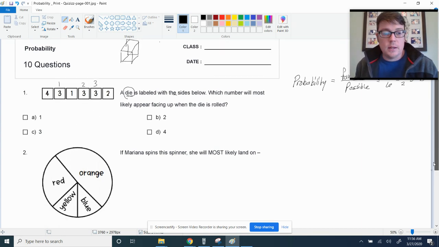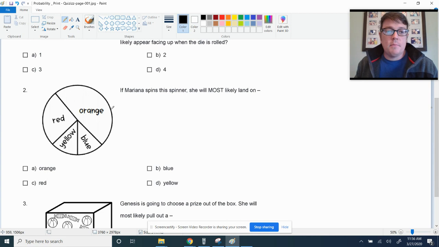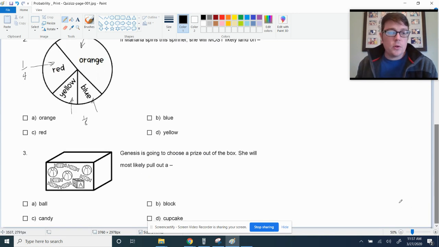All right, let's look at the next question. If Mariana spins the spinner, she will most likely land on, and this one is a matter of area. So this one has like half of the circle, it's orange, and you got a quarter of the circle that's red, and it looks like these are cut into eighths. These are 1/8 the size. So you're looking for the one that has the largest area, which is the most probable to get landed on. So half is bigger than quarters and eighths, and so orange would be your most likely to get landed on there. Pretty easy stuff. Let's look at the third question here.